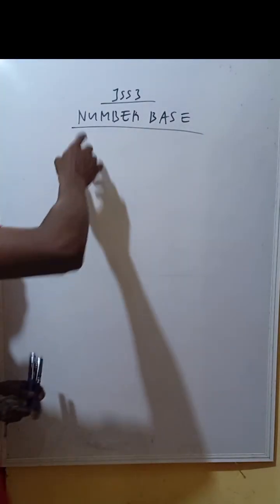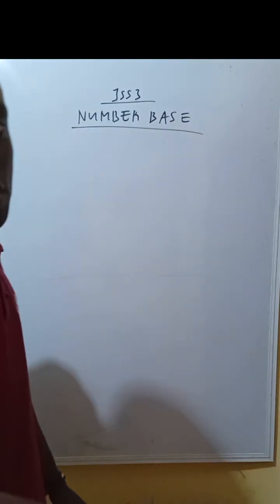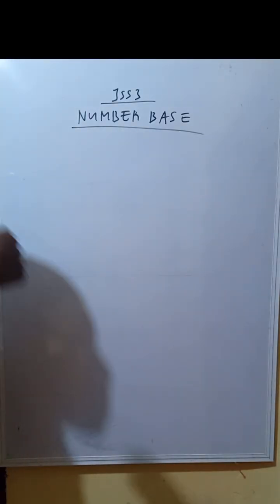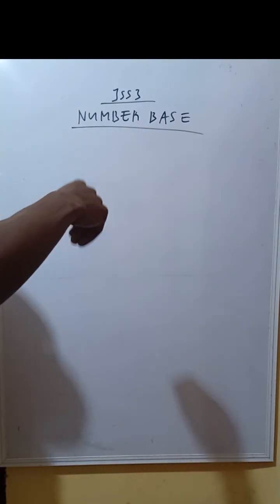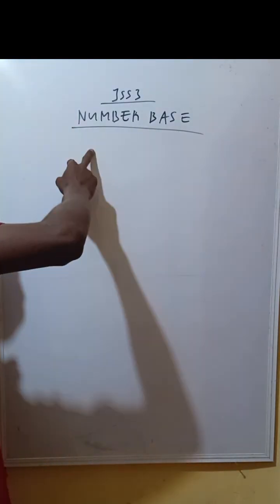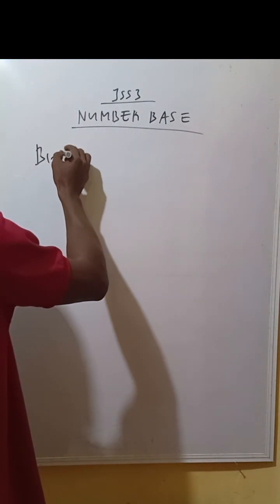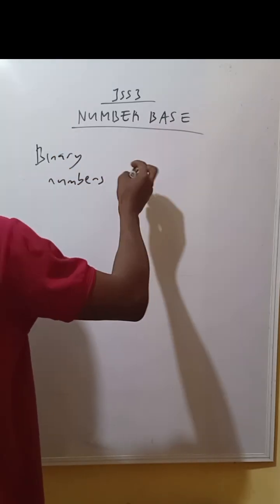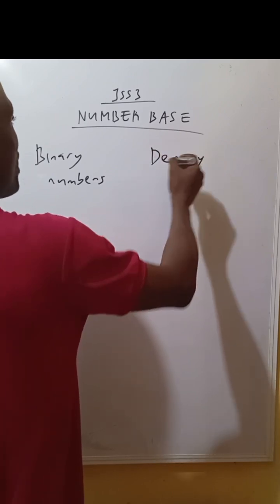Now, the topic for JS3, the first topic I'm looking at is number base. Number base is a counting system. When we talk about number base, we are talking about ways of counting. The two most common bases that we know are base 2 and base 10: binary numbers and denary numbers. I will need you to pay attention to this.